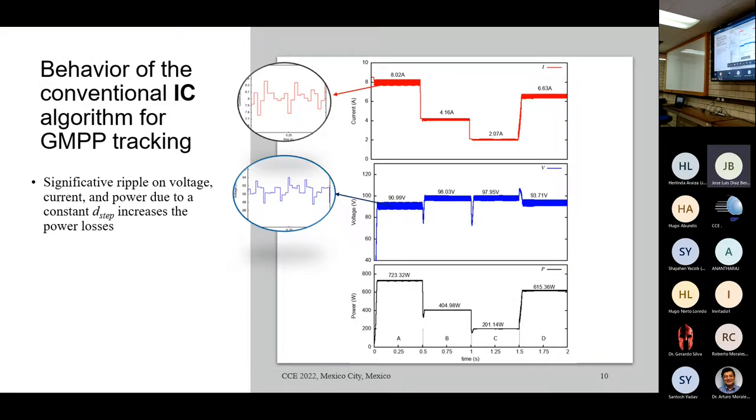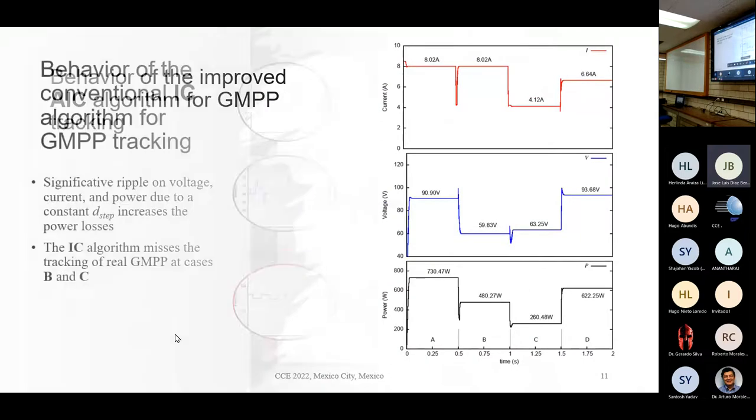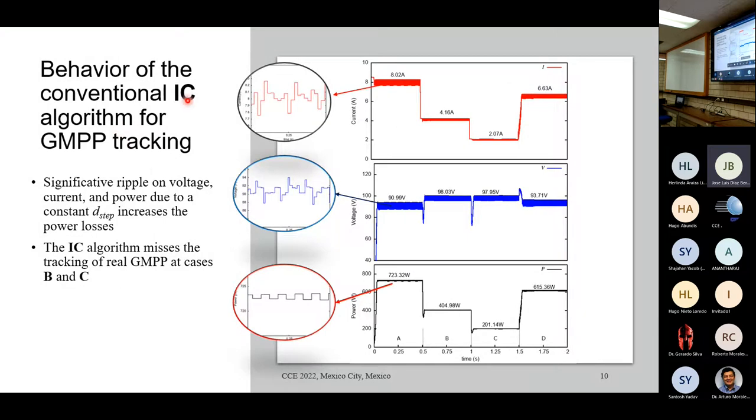We show the expected behavior in time of the incremental conductance algorithm, because of its constant correction term for the duty cycle. This algorithm shows considerable ripple on the current and on the voltage. So the power trace has power oscillations around the maximum power point. It is said that this algorithm never remains at the global maximum power point, so it oscillates around it. This algorithm misses the global maximum power point for cases B and C. So the efficiency is reduced.